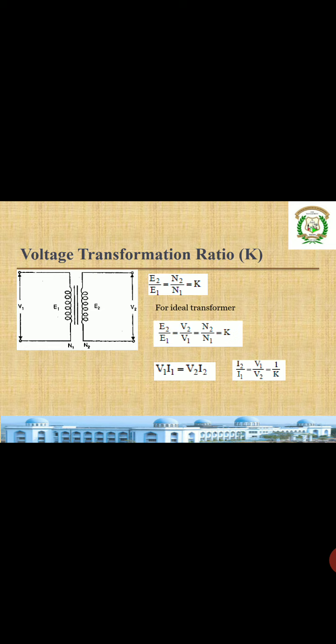But we know that whatever power is applied at the input side, the same power will be there at the secondary side. So in an ideal transformer there are no losses, so V1 I1 is equal to V2 I2. In the same way, I2 by I1 is equal to V1 by V2, which is equal to 1 by K. Means we can tell that E2 by E1 is equal to V2 by V1 equal to N2 by N1 is the same as I1 by I2 equal to K.